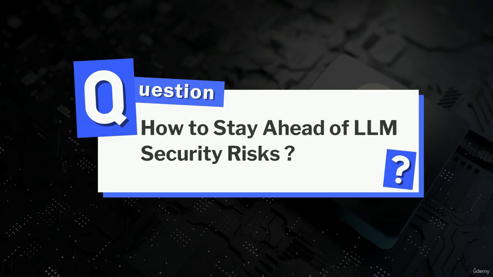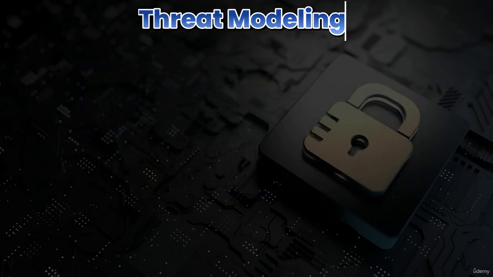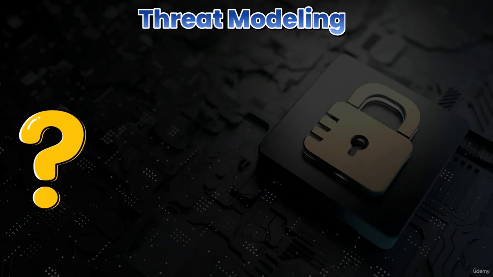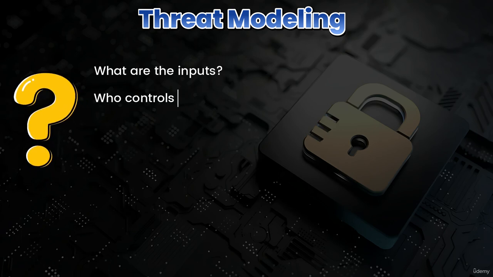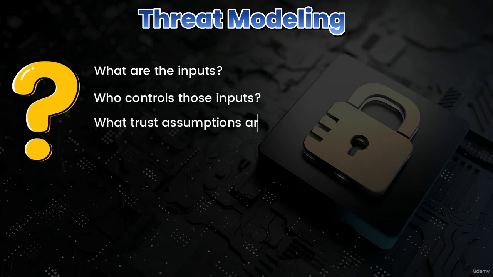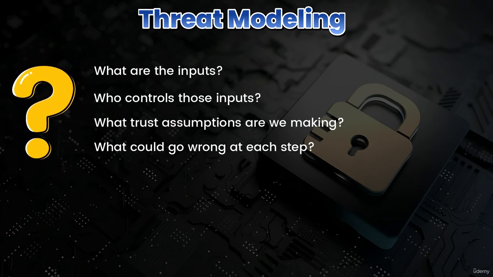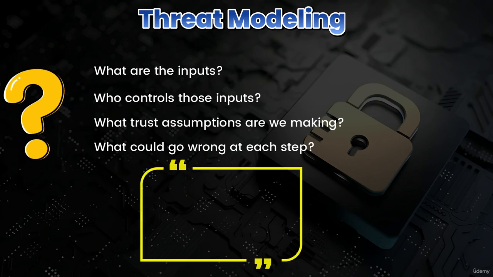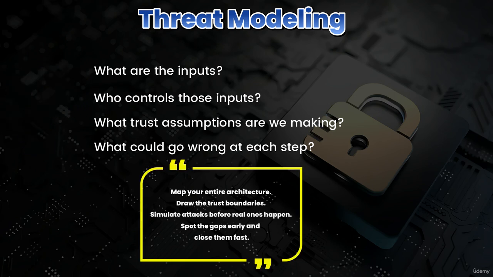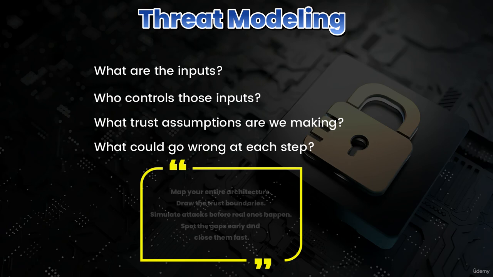So, how do you stay ahead of all these risks? You do what good software engineers have always done. You apply threat modeling. You ask the tough questions. What are the inputs? Who controls them? What trust assumptions are we making? What could go wrong at each step? You map out your entire architecture. You draw the trust boundaries, and you simulate attack scenarios before real attackers have a chance to find them.